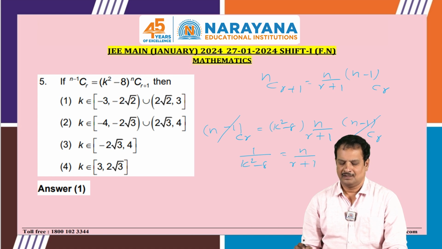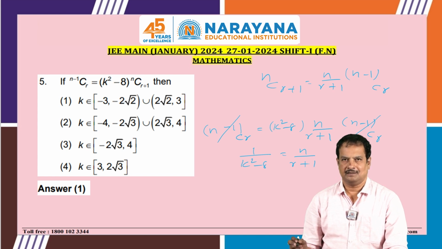But we know that n is always greater than or equal to r plus 1, because in NCR, n is always greater than or equal to r. In the same manner, in NCR plus 1, n is greater than or equal to r plus 1. So thereby, n by r plus 1 is greater than or equal to 1. So now let us simplify 1 by (k square minus 8) minus 1 greater than or equal to 0. So you'll be now having minus k square plus 8 in the numerator divided by k square minus 8, of course.